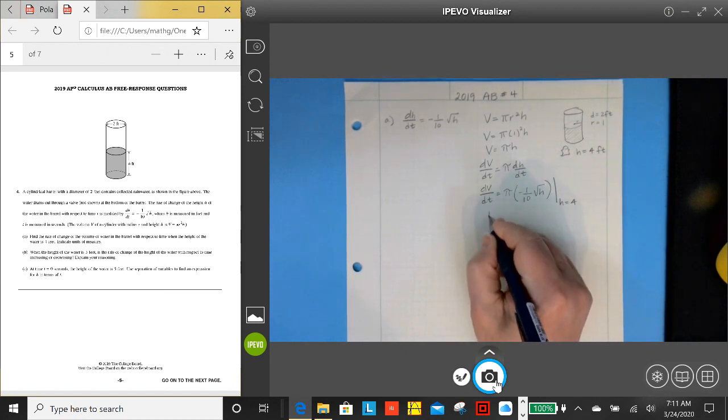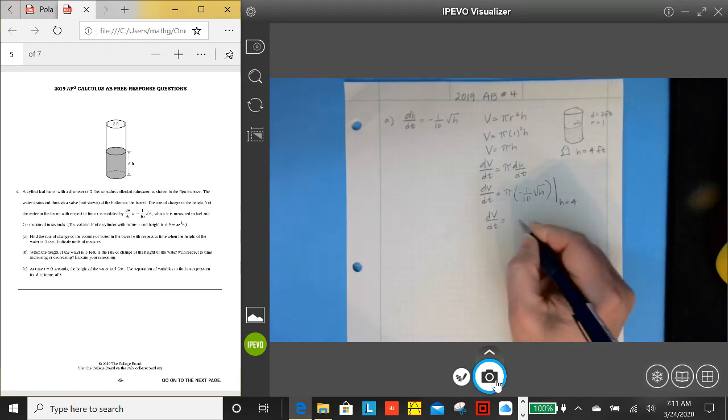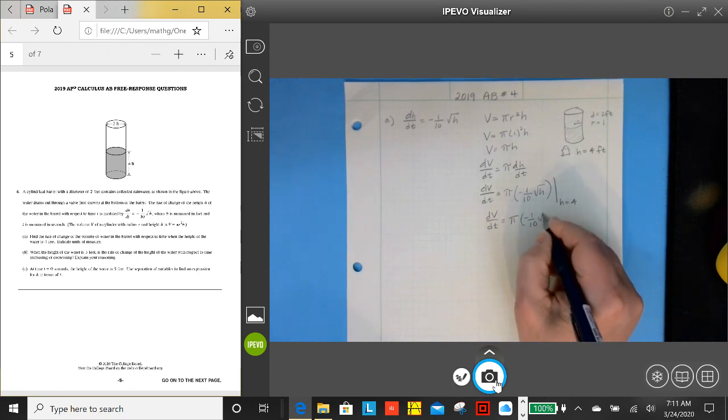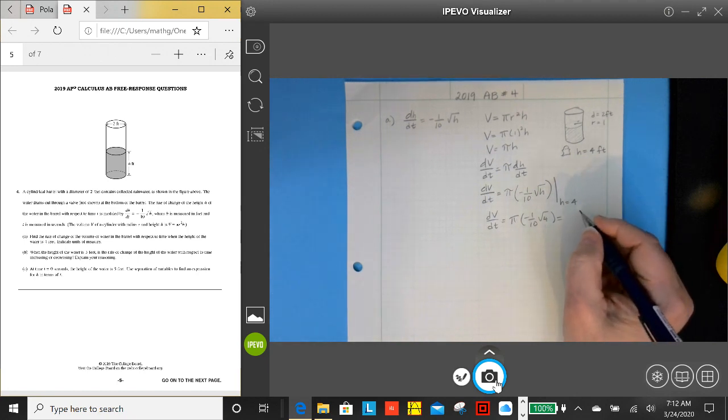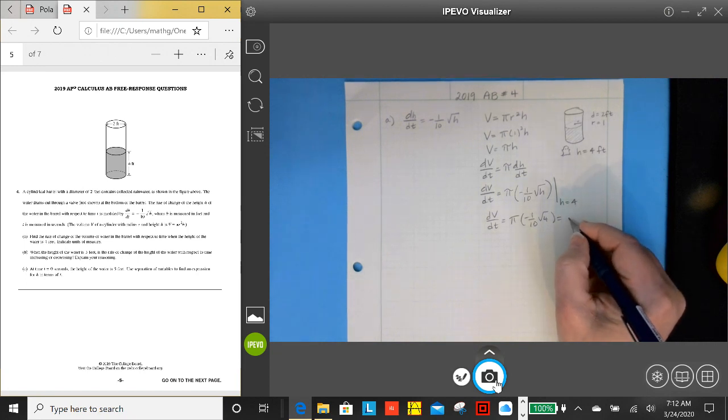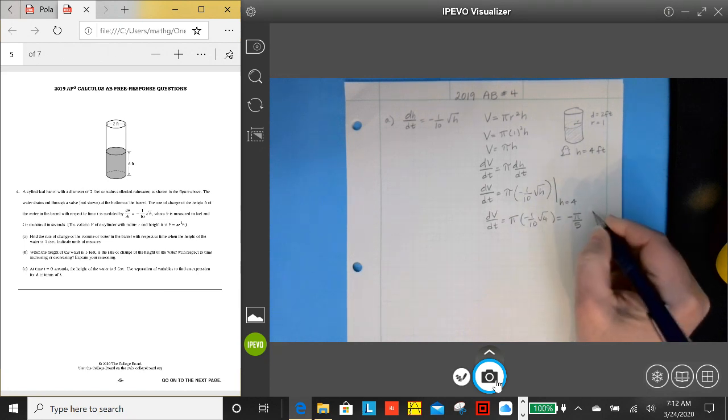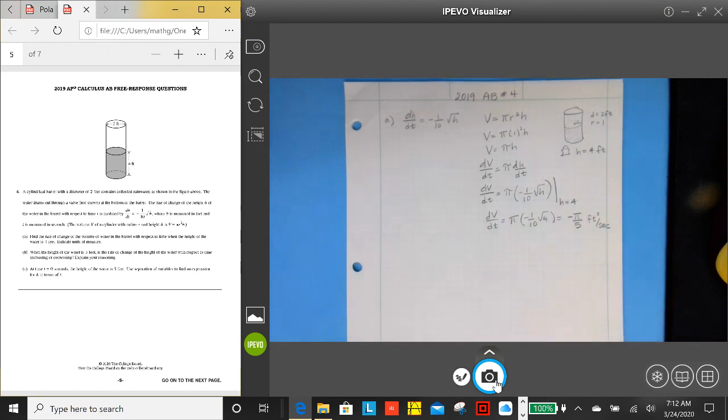And we get dV/dt is equal to pi times negative 1/10 times the square root of 4, which is 2. So the answer is going to be negative pi over 5, if I reduce in my head there. And this is going to be cubic feet per second, because this is a volumetric rate of change.